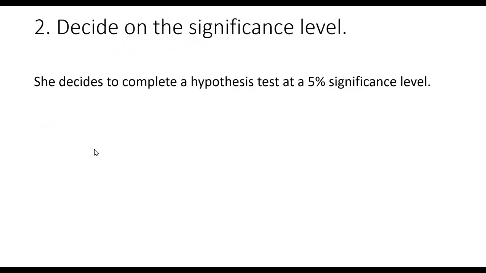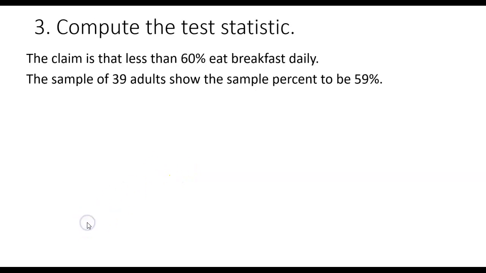Let's move on to our level of significance. We are told that the hypothesis test is at a 5% significance level, so that means alpha is 0.05. To compute the test statistic, we're going to need our information. So we know that the claim is that less than 60% eat breakfast daily. The other data we are given is that we have a sample of 39 adults, and the sample percent is 59. So our sample percent is 0.59, our claim percent is 0.60, and our sample size is 39.